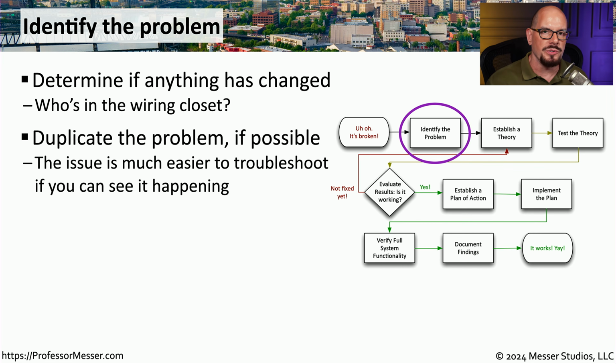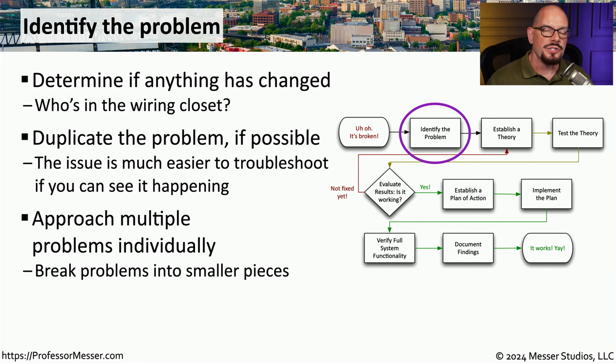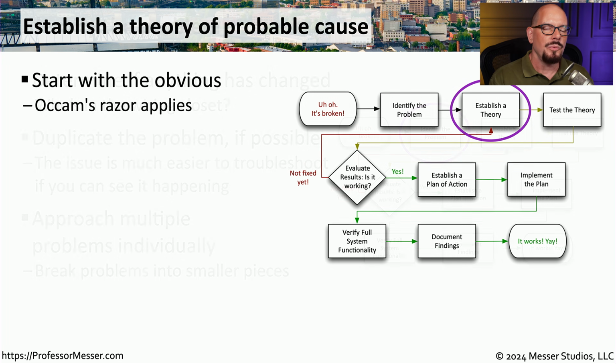Many network professionals will build a lab where they can attempt to duplicate the problem. If they can duplicate the problem, then it's easier to find the root cause and ultimately resolve the issue. And if the scope of a problem is too large, you may want to break it into smaller pieces and take one unit at a time or one component at a time to try to determine where the problem is really happening.